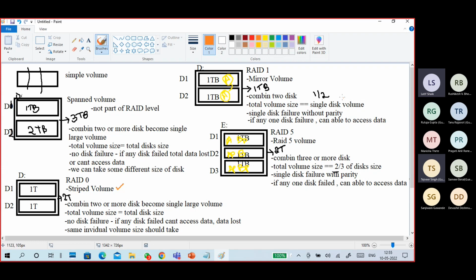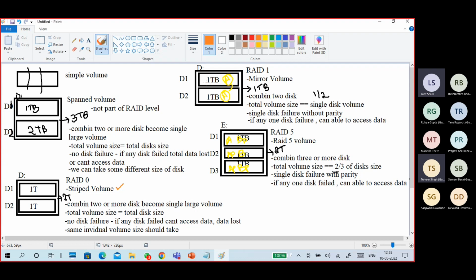Mirror volume is a combination of two disks only. So we can't combine more disks. We can combine two disks only, and we are getting a single disk volume only. Data is written into one disk, and the same data is copied into another disk. We can't see that kind of stuff, but data is written into both disks. Both disks contain the same data.